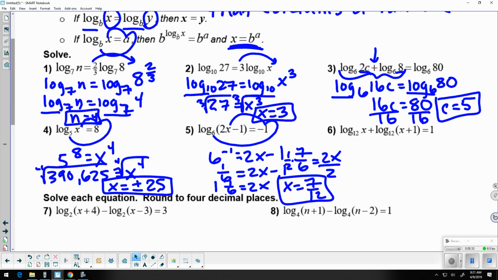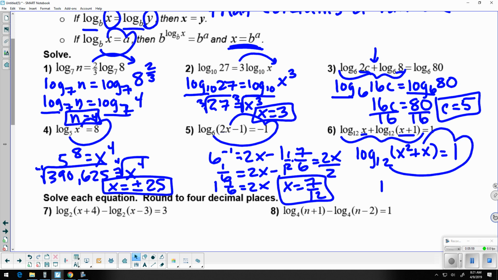Okay, for example number 6, first thing, combine these two logs to be 1. So on the left-hand side, make those two logs just one log, a single log, by multiplication. So this would be log base 12. We're multiplying x and x plus 1. So that'd be x squared plus x, then equals 1. Again, since there's only one log in this equation, you got to swoop it around. So 12 to the first power equals x squared plus x. And hopefully we know what to do from here.